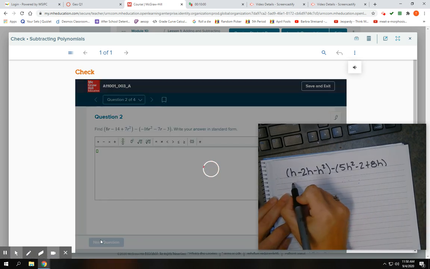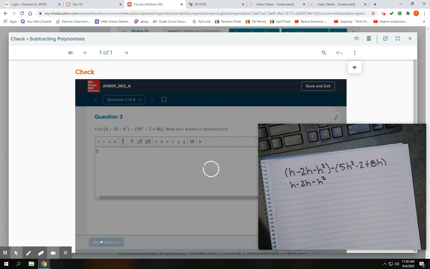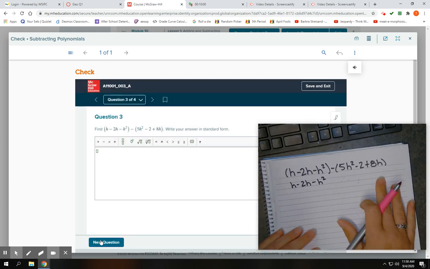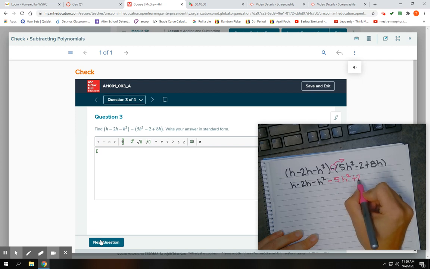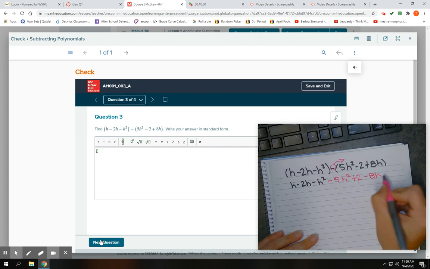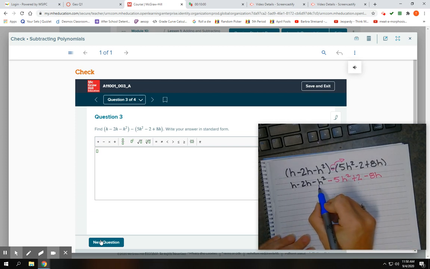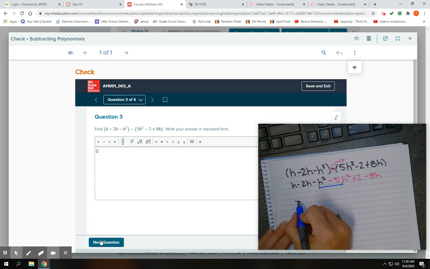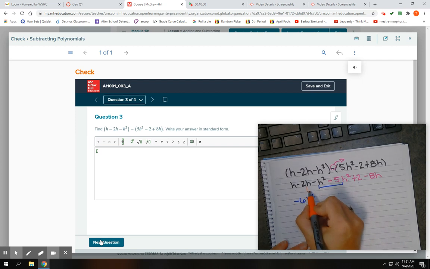h minus 2h minus h squared minus 5h squared minus 2 plus 8. Share that negative sign all the way through there, so it becomes negative 5h squared positive 2 minus h squared. So minus h squared minus 5h squared, that's minus 6h squared. Minus 2h minus 8h, that's minus 10h.